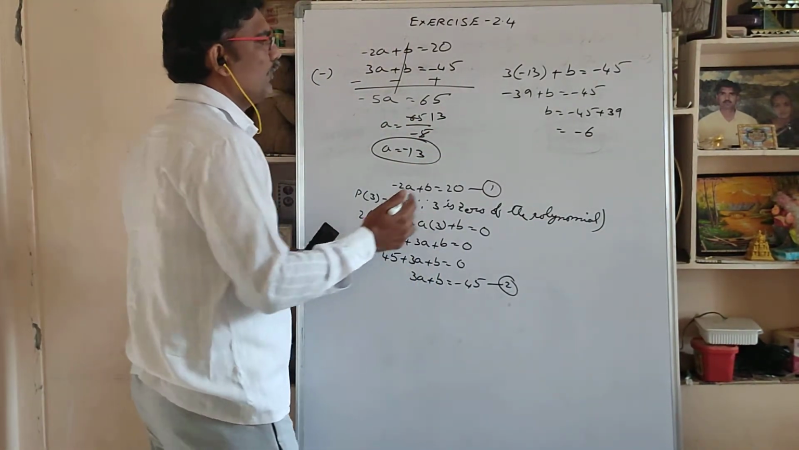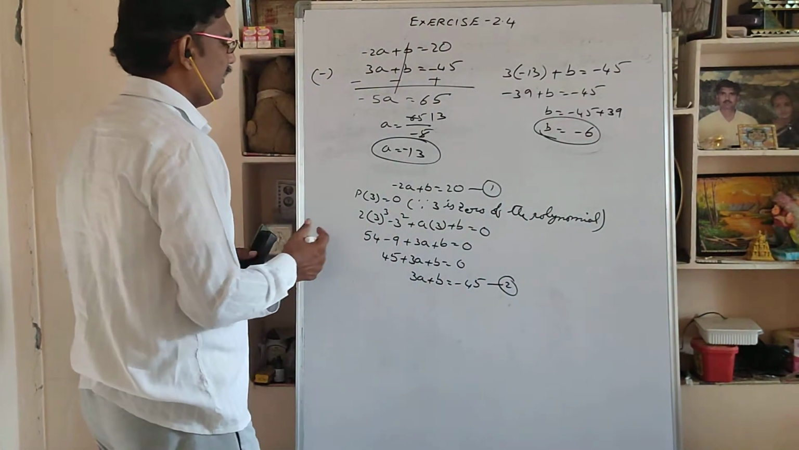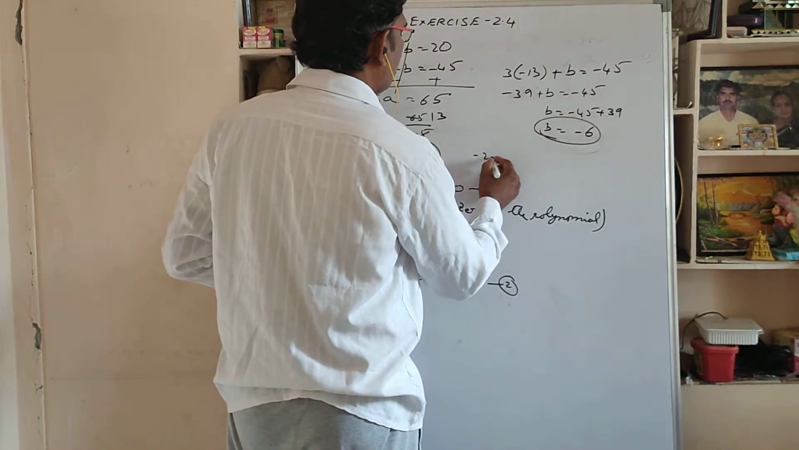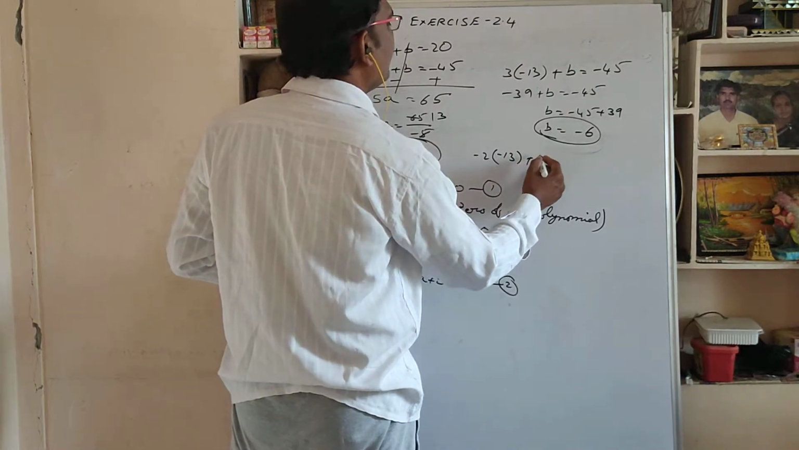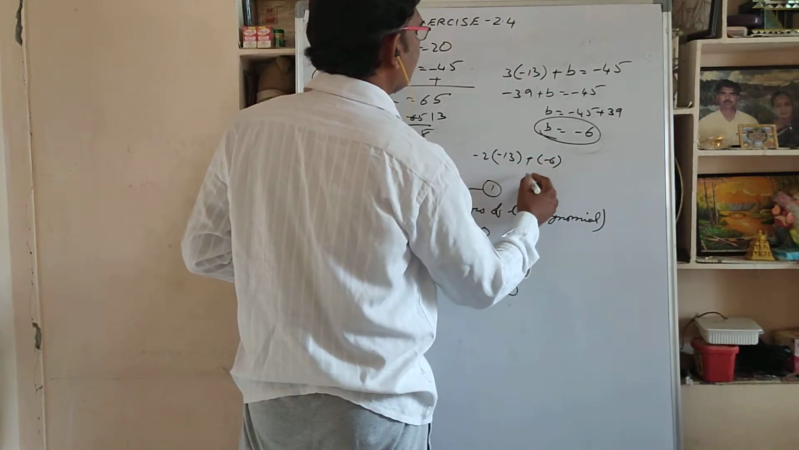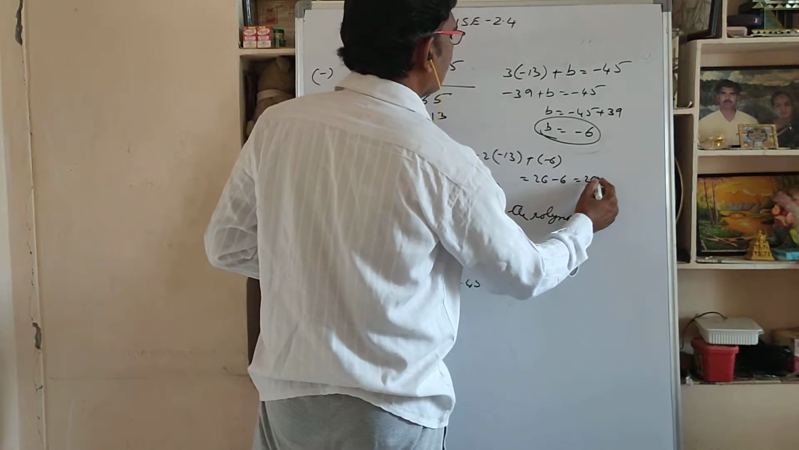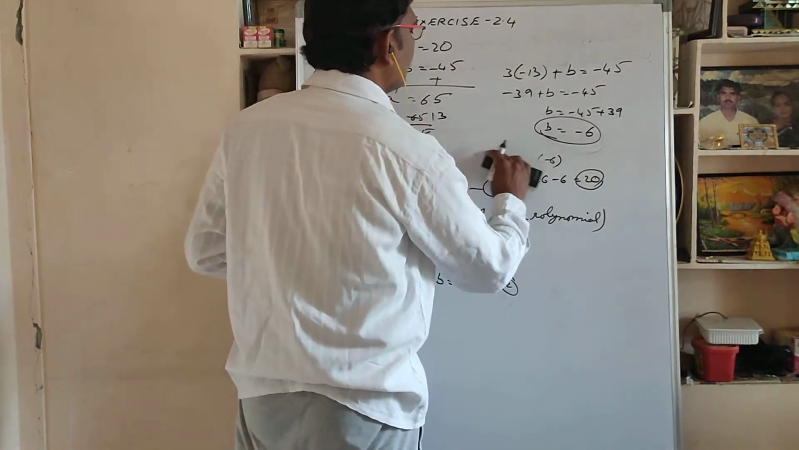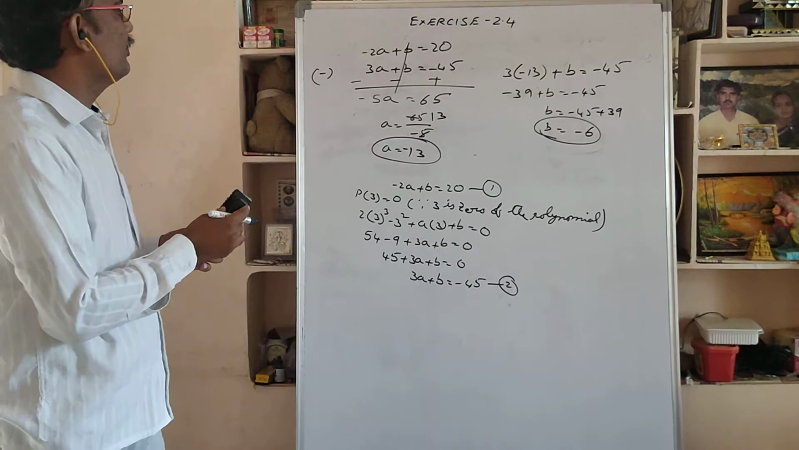If you want verification, if you do it, substitute in 1. Minus 2 into A means here minus 13. B means here minus 6. It is 26 minus 6. 20 you got it. So these two values are correct. Okay. Next we will go to the exercise 2.4.